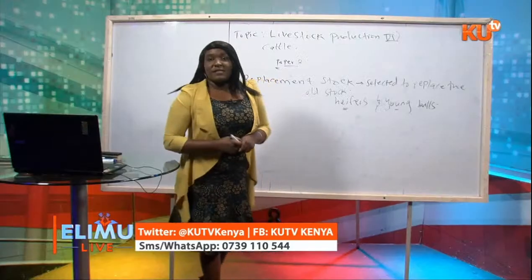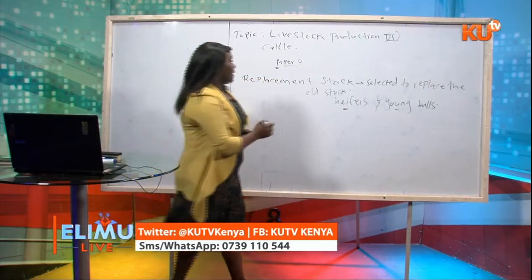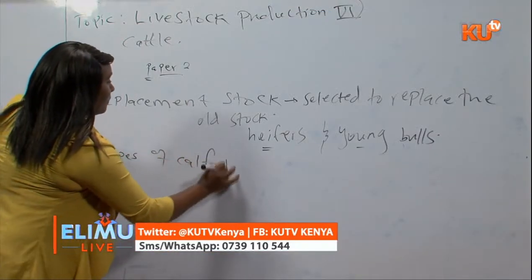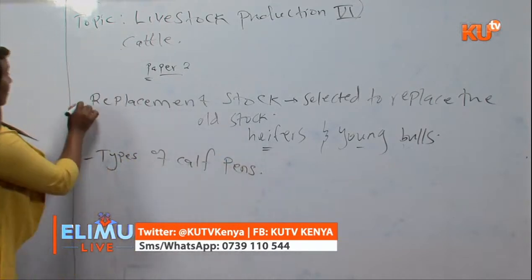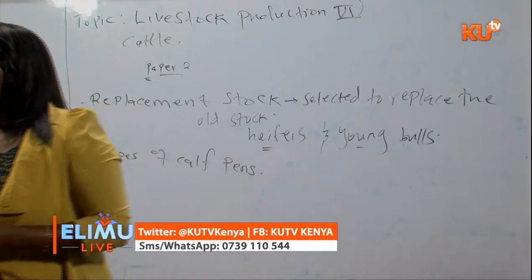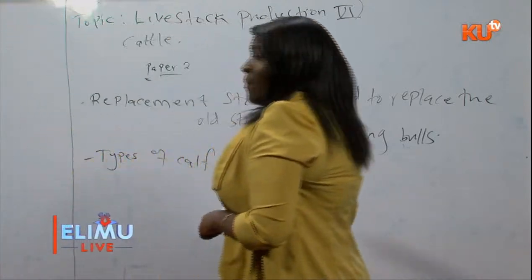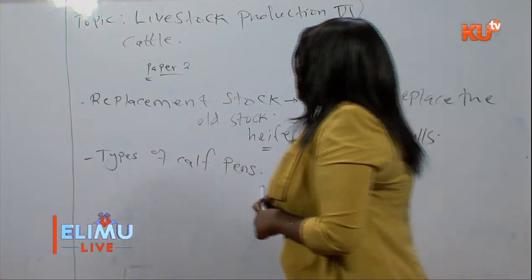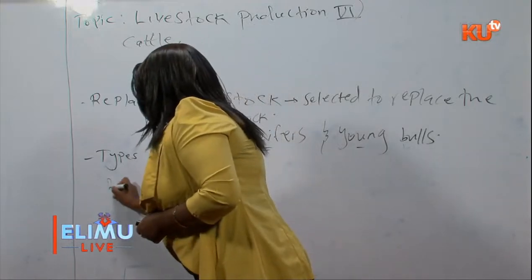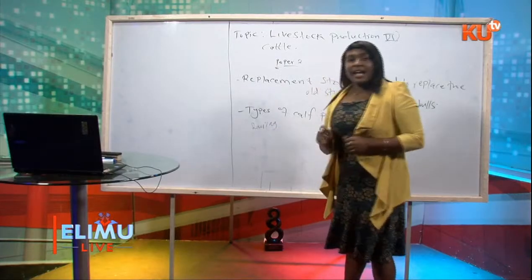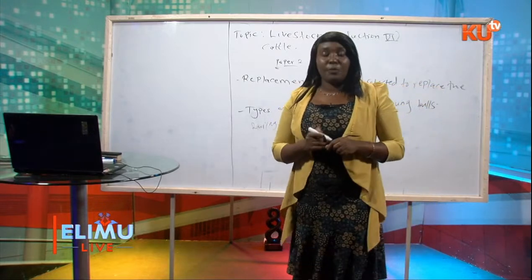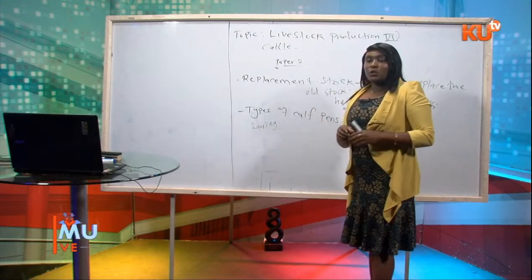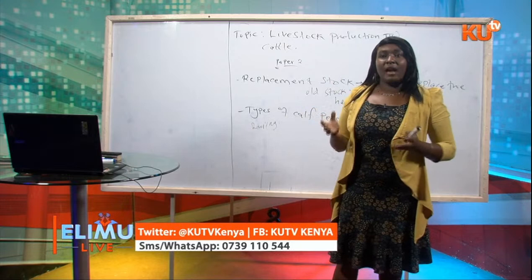Another of our objectives today is the types of calf pens. Why are we looking at the calf pens? Why are we focusing so much on the calf pens, dear learner? This is because rearing is a very broad aspect of bringing up animals. It is like bringing up a young child.